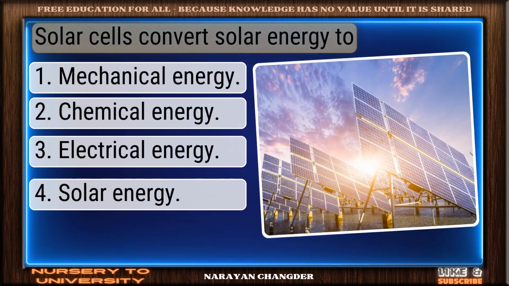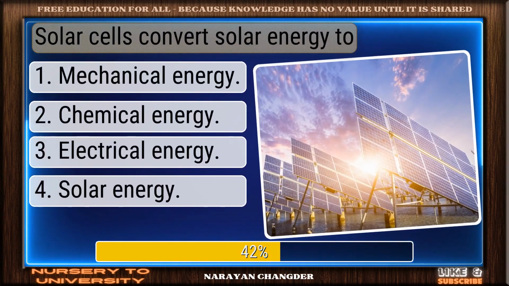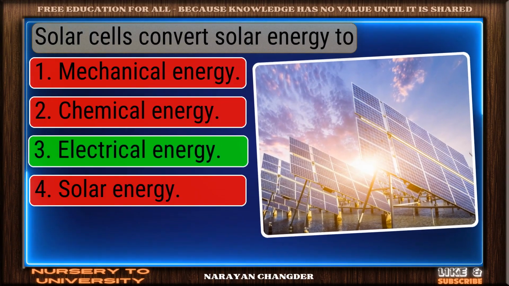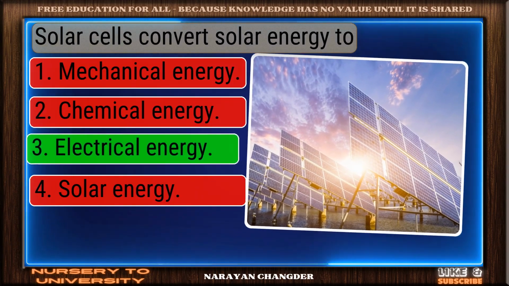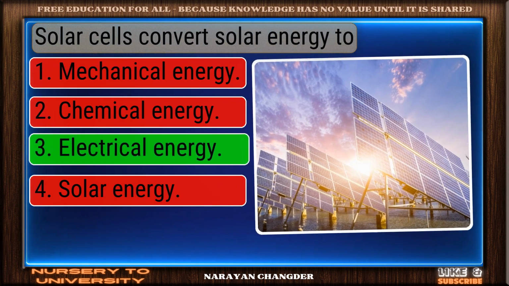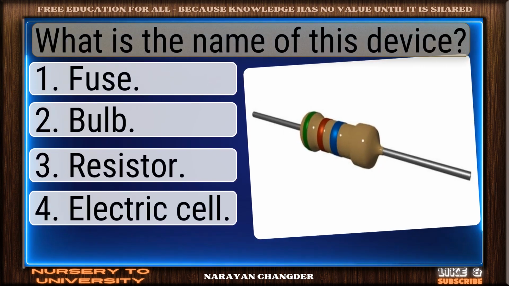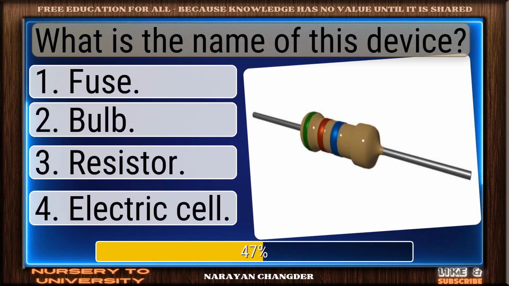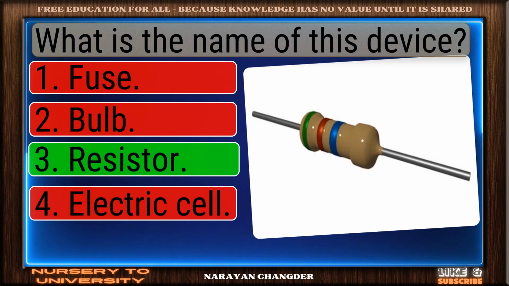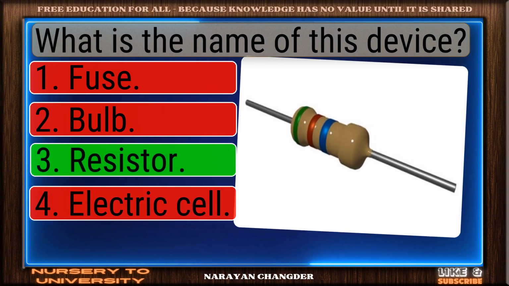Solar cells convert solar energy too. Right again. Electrical energy is a valid answer. What is the name of this device? Sharp thinking. Resistor is the right choice.